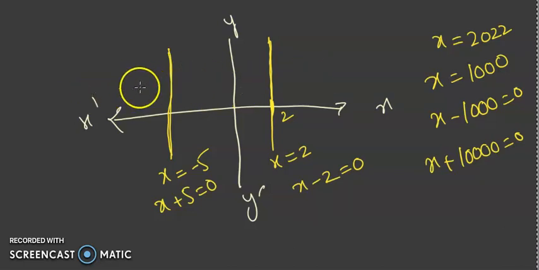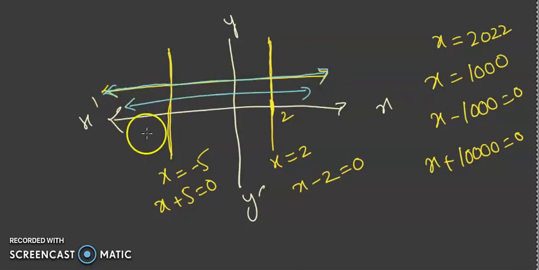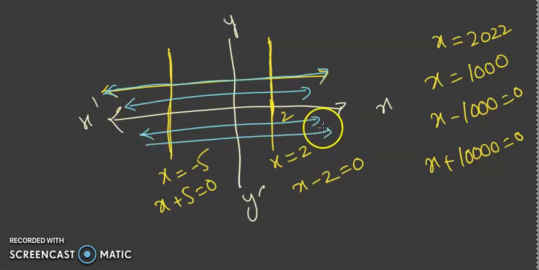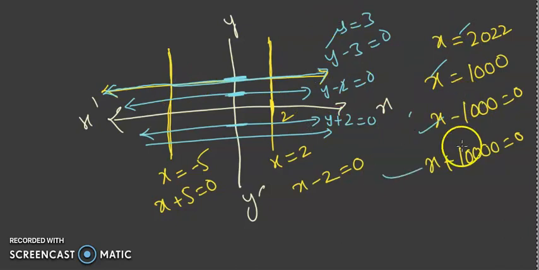Horizontal lines are lines which are parallel to the x-axis, like this, like this. Maybe we differentiate them like this. So here y has some value, maybe y is equal to minus 2, so y plus 2 equal to 0. Here maybe y equal to 2, so y minus 2 equal to 0. Maybe here y has value 3, so y minus 3 equal to 0, or y equal to 3. These lines are horizontal lines, so all of these lines are perpendicular to all of those lines.